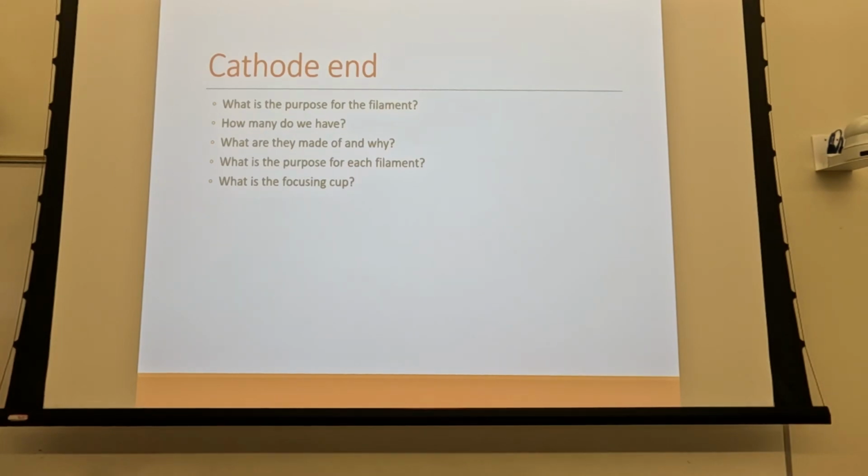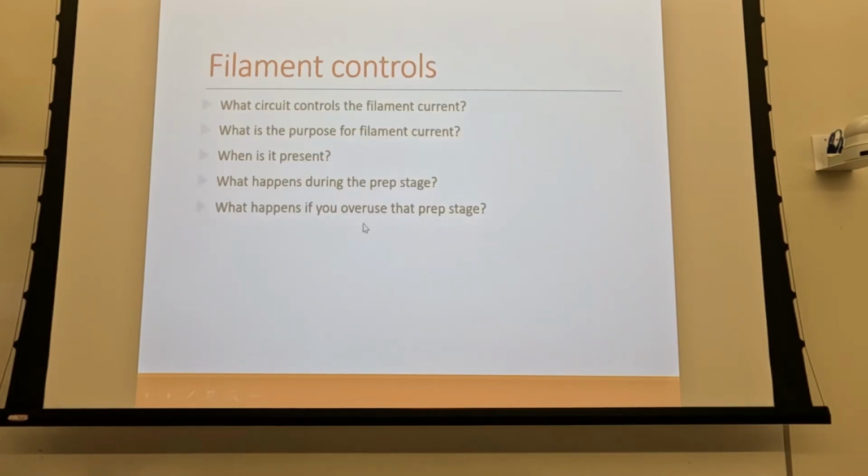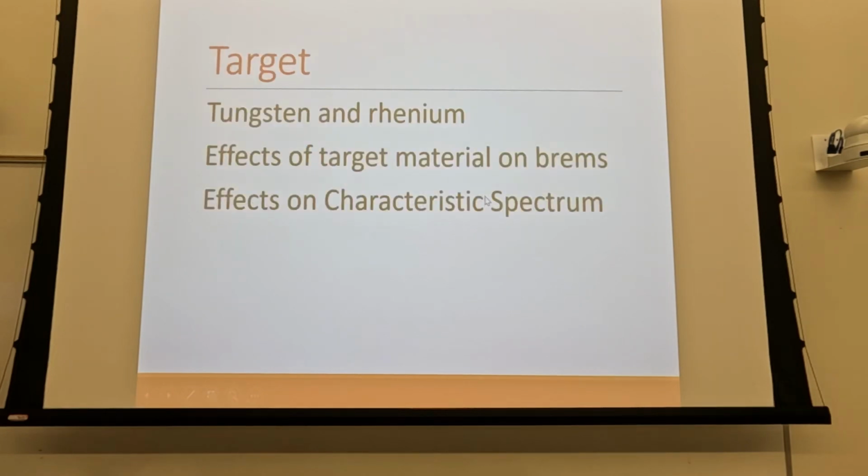So at the prep stage, you get the rotation of the anode, you get the creation of the space charge. But in addition to the filaments, we have the focusing cup, and it's also negatively charged to compress that stream of electrons so that they hit the portion of the anode that we want it to hit. So we kind of talked about all that.